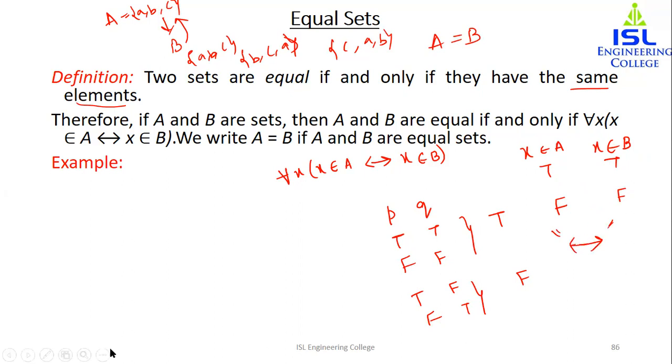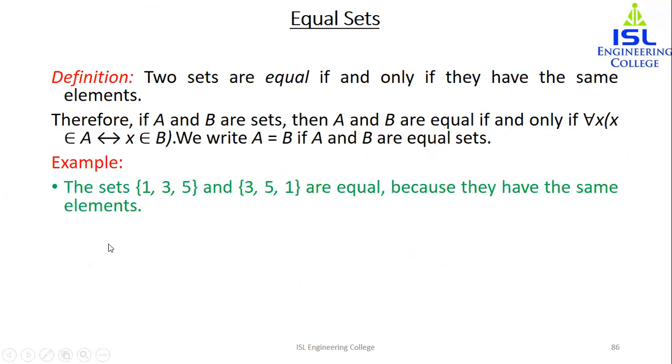All right, now let's see an example for equal sets. The sets {1, 3, 5} and {3, 5, 1} are equal because they have the same elements.